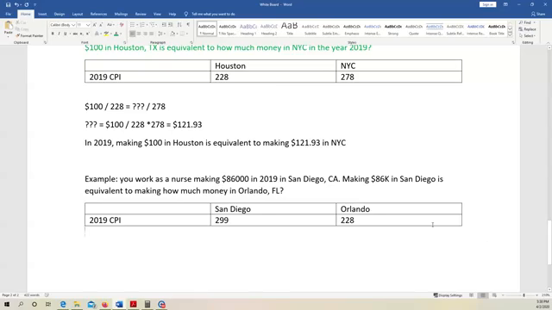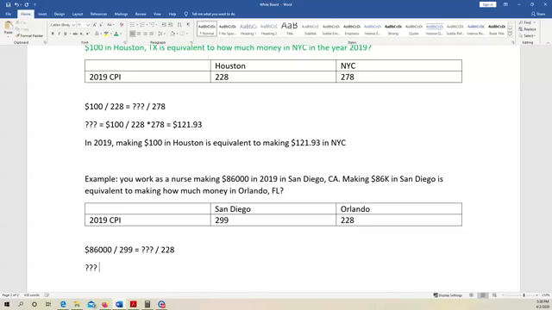So making $86,000 in San Diego in the year 2019, right, is equivalent to making how much money in Orlando, Florida? How to do this question? So what's the real power or spending power of a salary in San Diego? So that is $86,000, right, divided by the San Diego Consumer Price Index 299 equals, that means equivalent, how much money in Orlando? I don't know. I use question marks as a placeholder for a moment, divided by the CPI in Orlando, right?